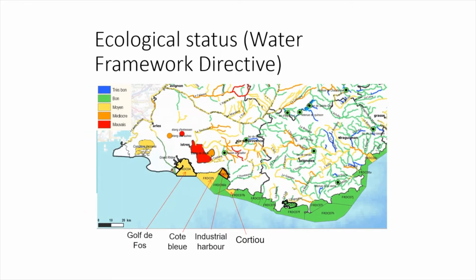Following the Water Framework Directive, the ecological status of rivers and coastal waters has been determined for every codified water body. On this map of the region, there is no coastal water in blue, meaning that there is no coastal water body in very good ecological status. Most of them are in green, standing for good ecological status. Four main exceptions are Cortiou zone, the industrial harbor of Marseille, the Côte Bleue, and the Gulf of Fos, which are in mean or mediocre status.